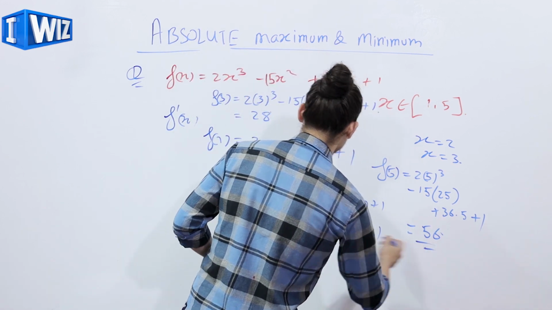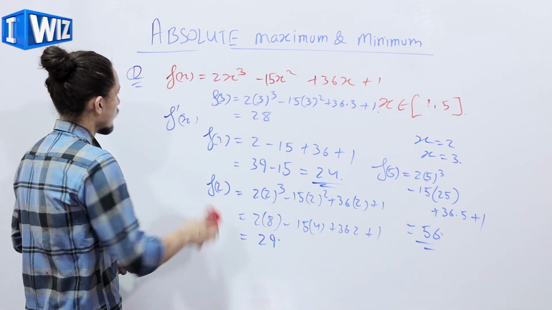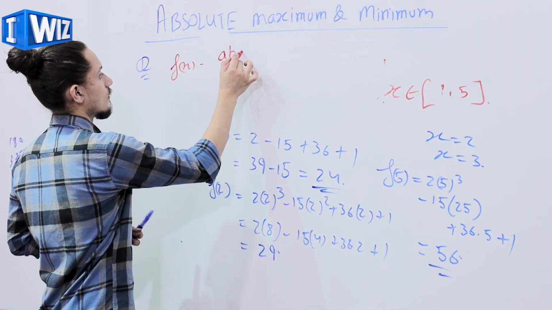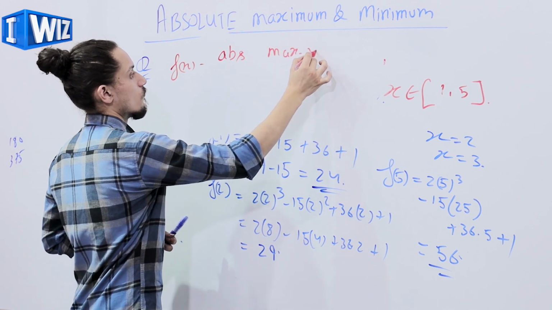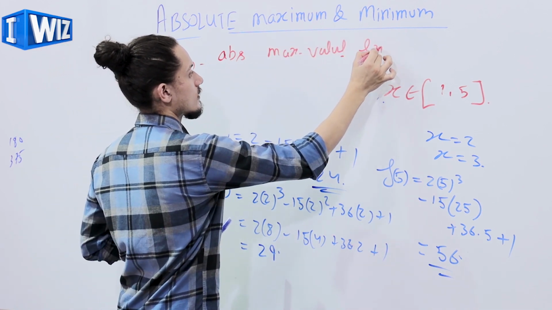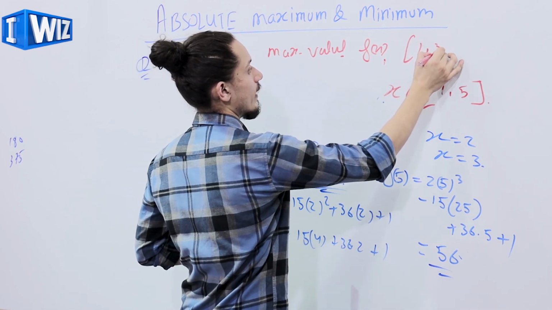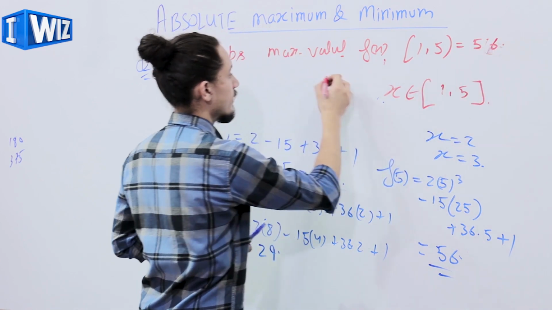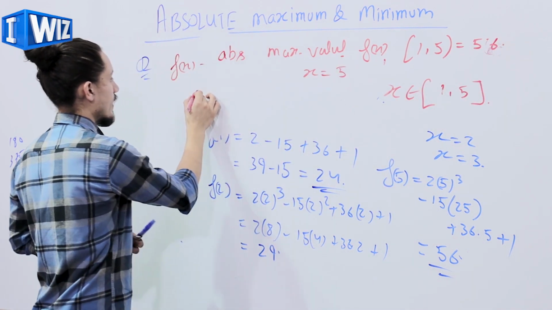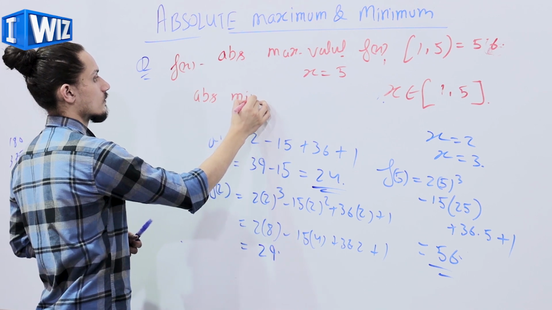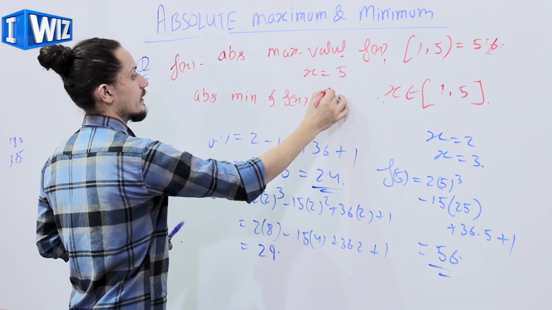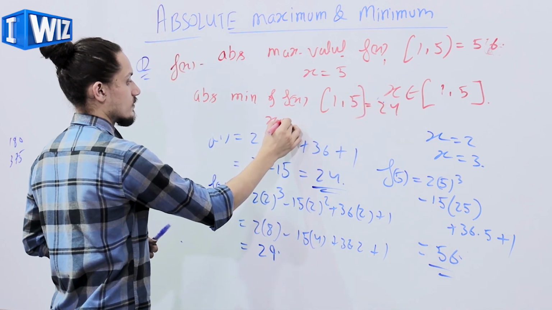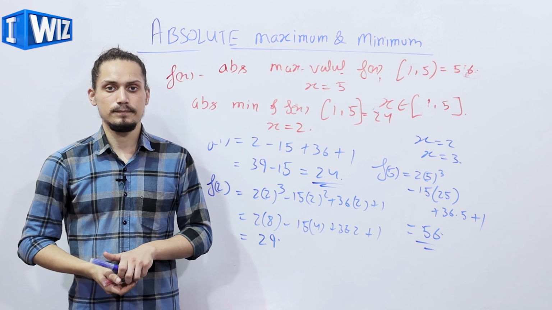So for the absolute maximum value, we'll write that the absolute maximum value of this function f of x in the interval 1 to 5 is equal to 56, and it is attained at x is equal to 5. The absolute minimum value of f of x in the interval 1 to 5 is equal to 24, and it is attained at x is equal to 2, and hence the result.